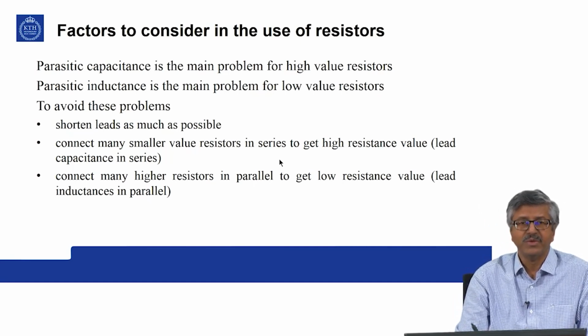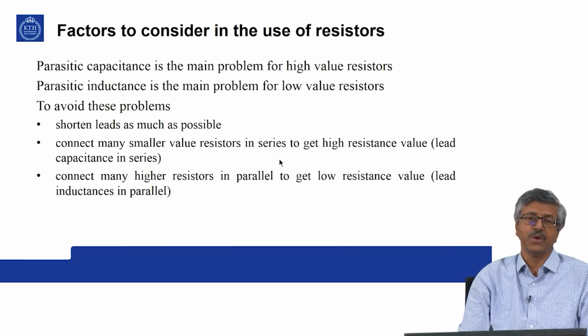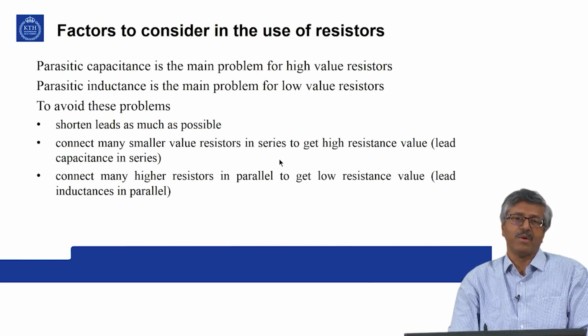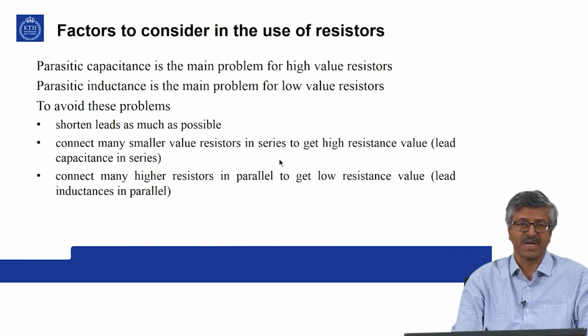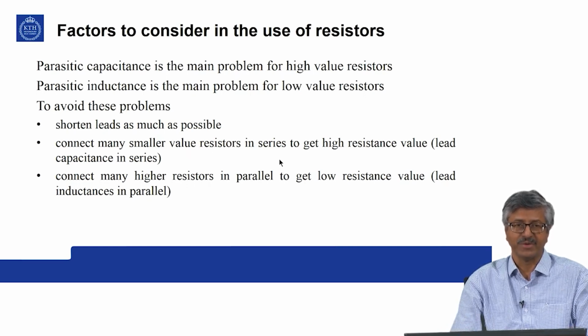Suppose you need a high resistance value. Instead of using, say, a 20 mega ohm or 1 mega ohm resistor directly, you can take, say, 10 resistors of 100 kilo ohm and connect them in series. Then the parasitic capacitance values come in series, so effectively you are reducing it.